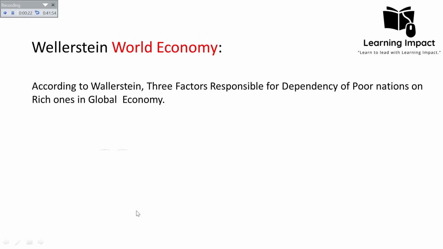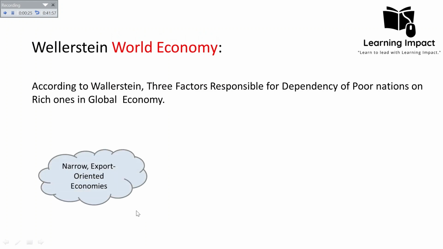He believed that the first factor is the narrow and export-oriented economy. Poor nations produce only a few crops to export to rich nations. For example, Latin America was only producing coffee and fruit. Nigeria was only producing oil. The Philippines was producing hardwoods. Malaysia was producing palm oil. These were the few products which they were producing, and the multinational corporations purchased them cheaply and then transported them to the core nations, where they were processed into a final product.